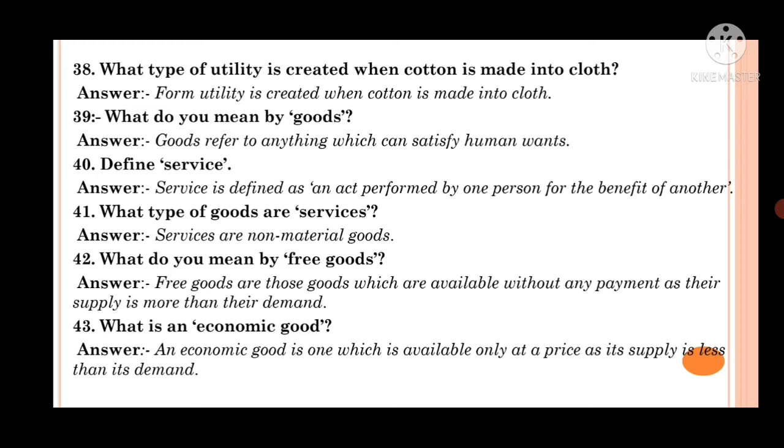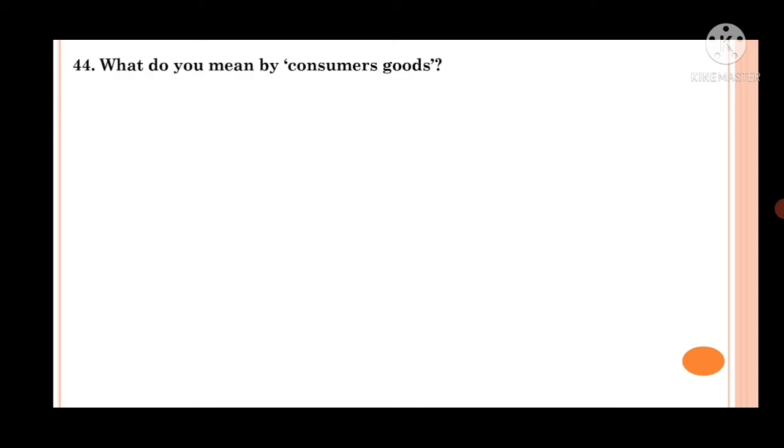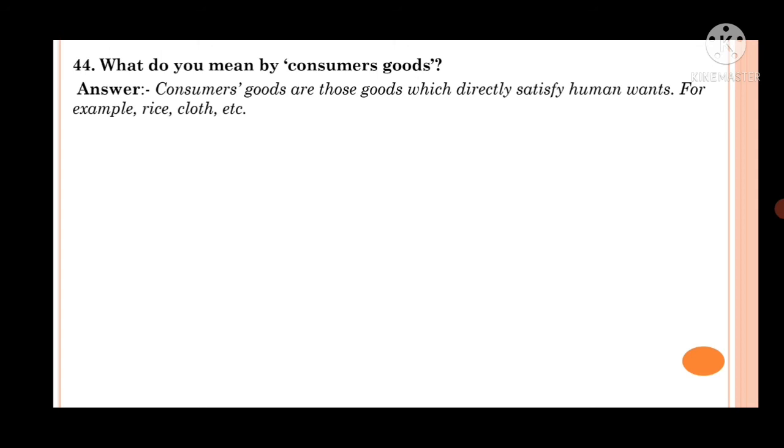Go to question number 44. What do you mean by consumers goods? Answer is, consumers goods are those goods which directly satisfy human wants. For example, rice, cloth, etc. They directly satisfy human wants, right? They give us direct satisfaction. So consumers goods means those goods which directly satisfy human wants.